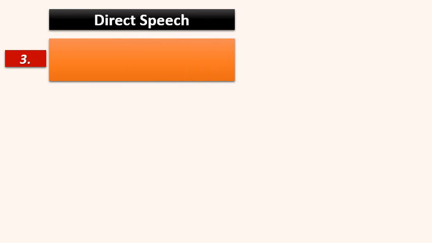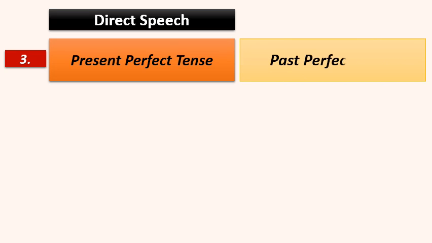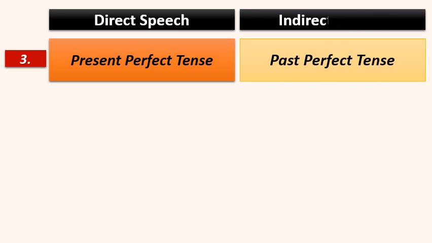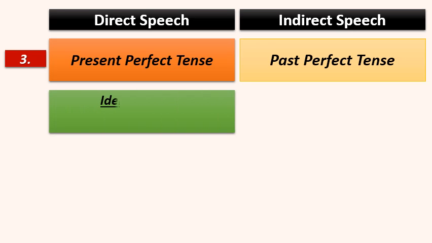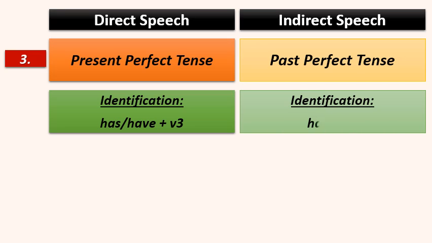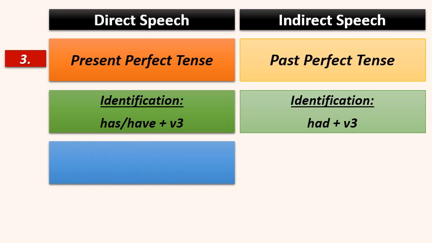Number 3, if your reported speech is in present perfect tense in direct speech, then it will be converted into past perfect tense in indirect speech. So the identification of present perfect tense is has or have plus third form of the verb, and the identification of past perfect tense is had plus third form of the verb. Fine. So let us see some examples to clarify it.